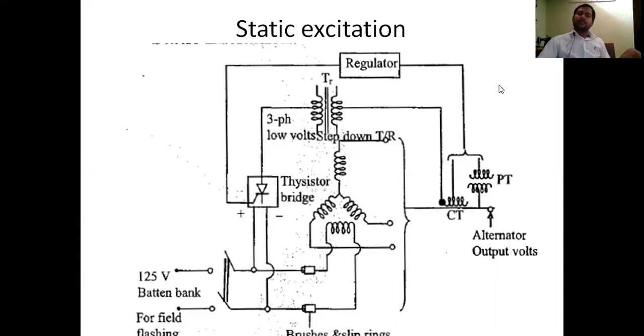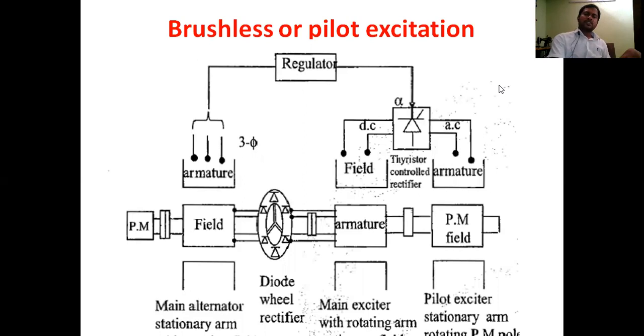Next one is brushless excitation. This is also called pilot excitation. This is also a simple one, but brushes are not available here. You can see there are different main parts available here. So here the pilot excitation is a stationary or rotating permanent magnet pole.